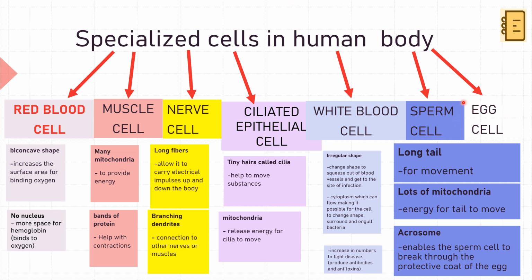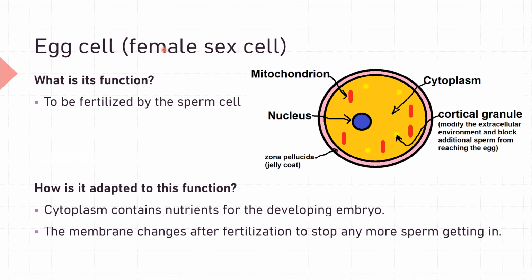Then the next one, and the last one regarding humans, will be the egg cell. So the egg cell is also called ova or ovum, and this is a female sex cell, which means that it is part of the female reproductive system. The function is to be fertilized by the sperm cell. Inside of the female cell you also have a nucleus in which is DNA, or genetic material, from the mother.